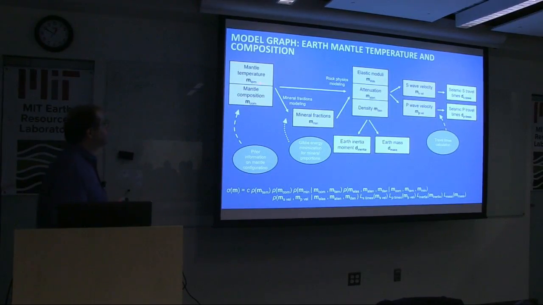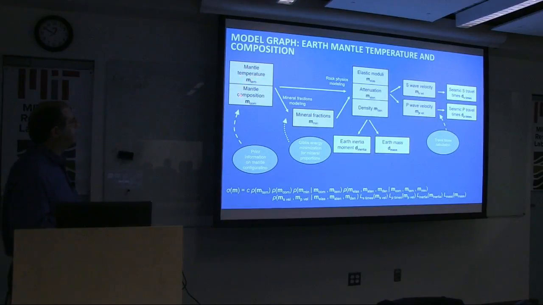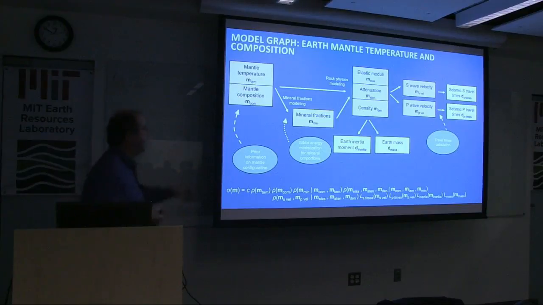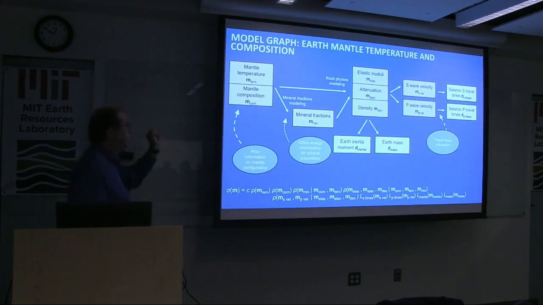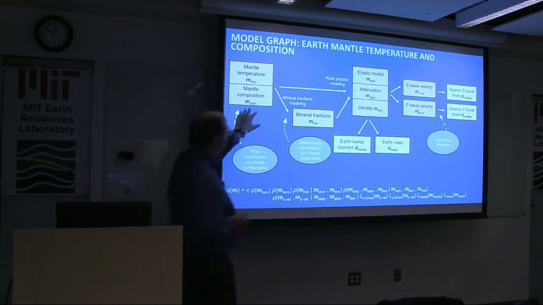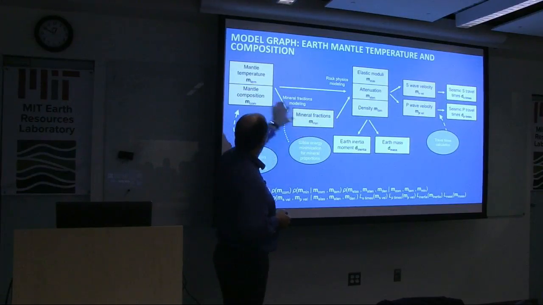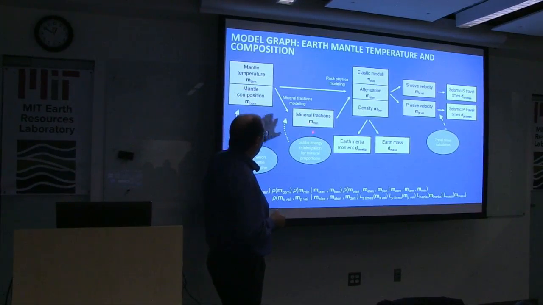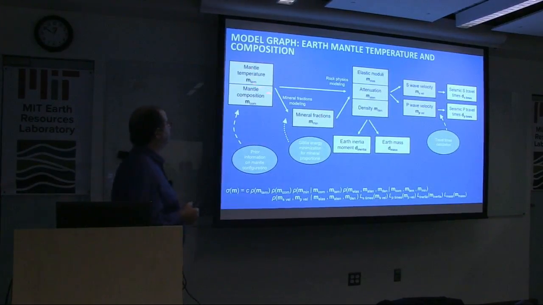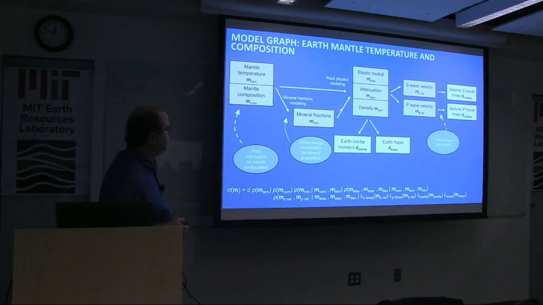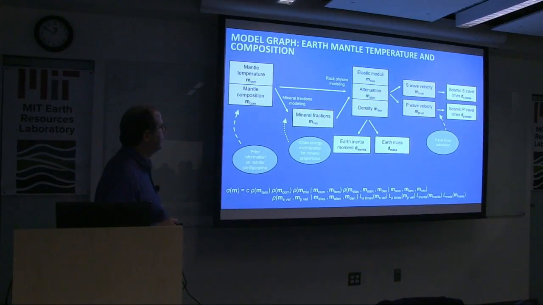So they first make realizations of the temperature and composition of the mantle, and this composition consists of the different types of oxides of the mantle. Then they use a Gibbs energy minimization to predict mineralogies according to temperature and composition. So they have mineral fractions. And combining temperature and mineral fractions, they use a model to predict elastic parameters, attenuation, and density.